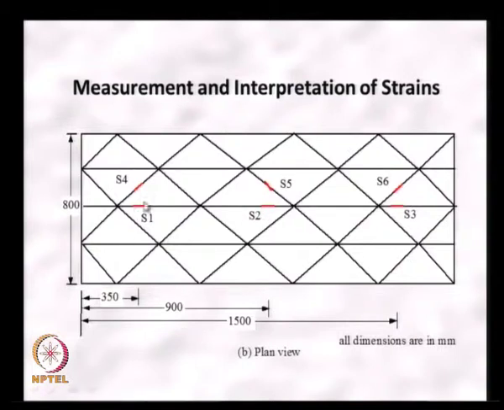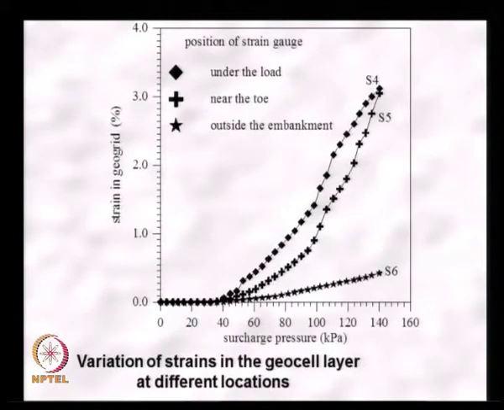S1 is below the load, S2 is near the toe of the embankment, and S3 is away from the embankment. S4, S5 and S6 are the strain gauges to measure the reinforcement strain on the transverse ribs. Once again, S4 is below the loaded area, S5 is near the toe, and S6 is away from the embankment. And this is how all the strain gauges have responded.